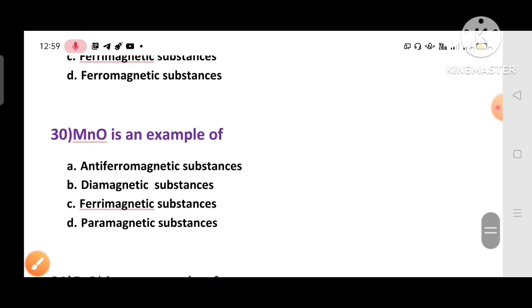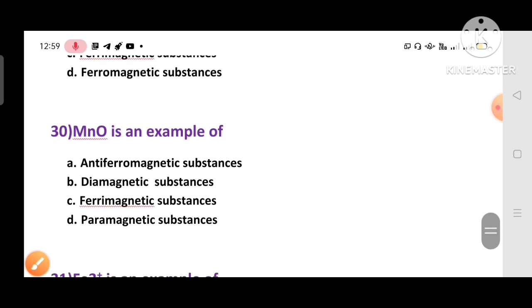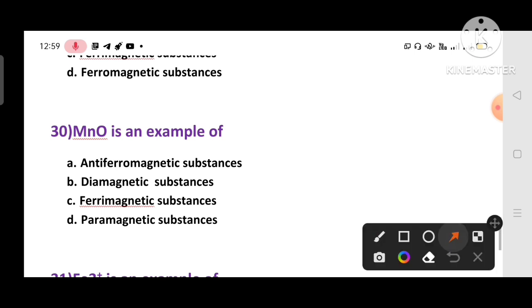Next question. MnO is an example of option A, antiferromagnetic substances, option B, diamagnetic substances, option C, ferrimagnetic substances, option D, paramagnetic substances. And the right answer is option A, antiferromagnetic substances.